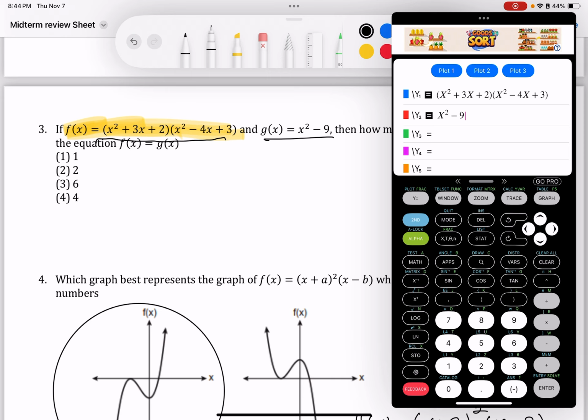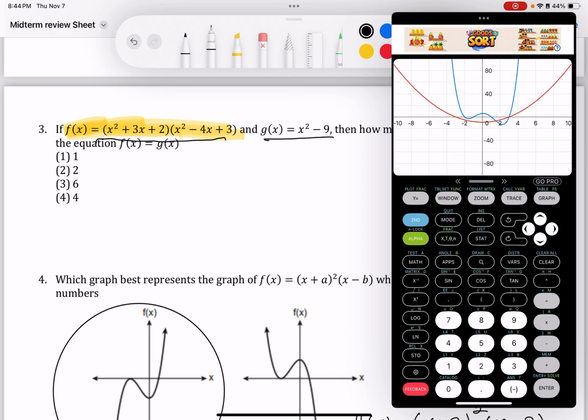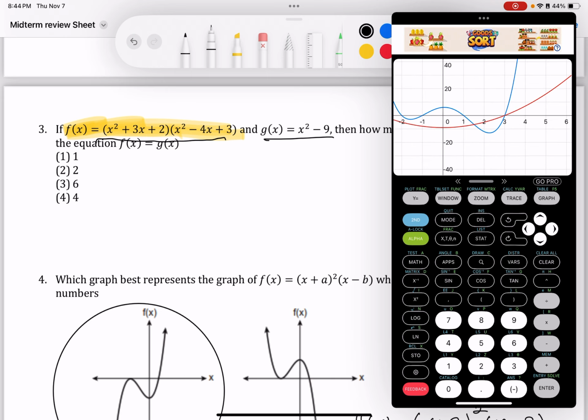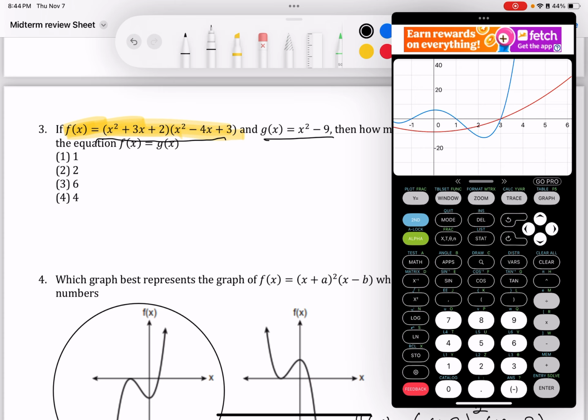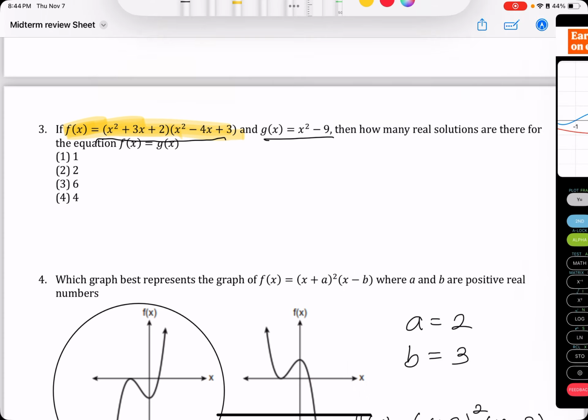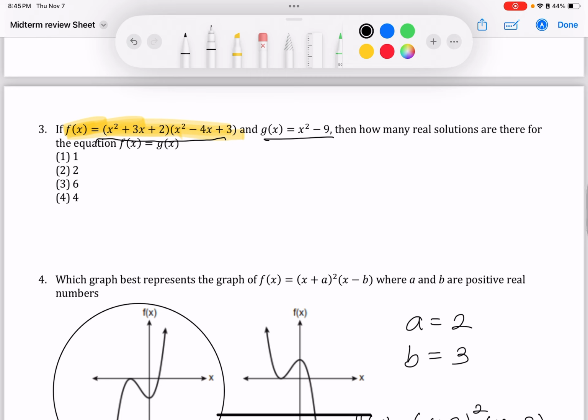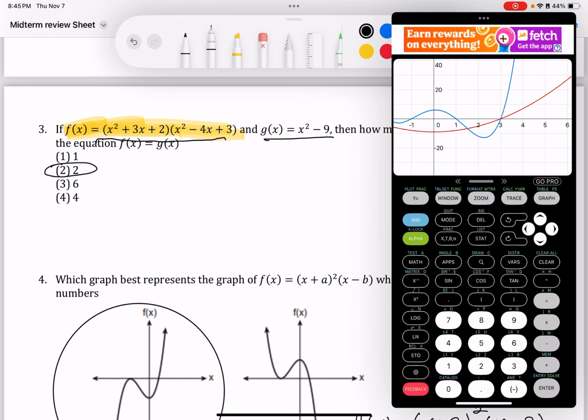And what we're going to do is we're first going to look at the graph. So in this case, by analyzing the graph, the functions meet twice. They cross each other twice. So that means in this question, there are only 2 real solutions for the equation.